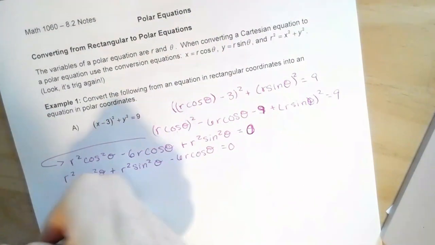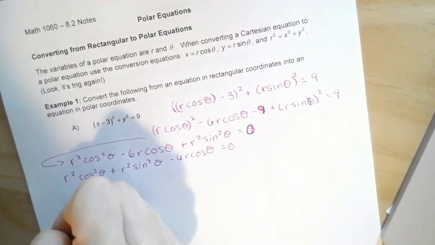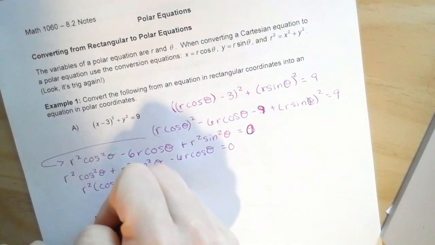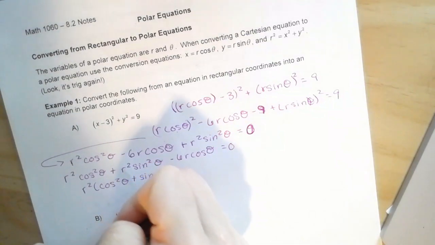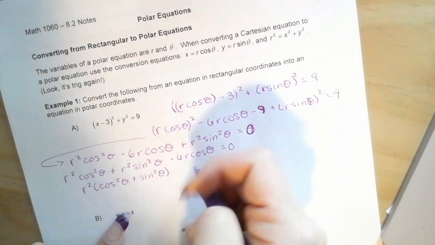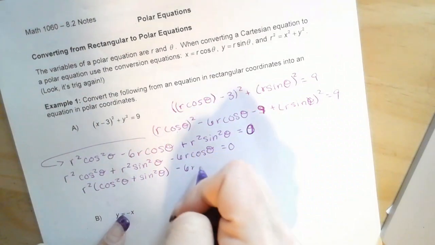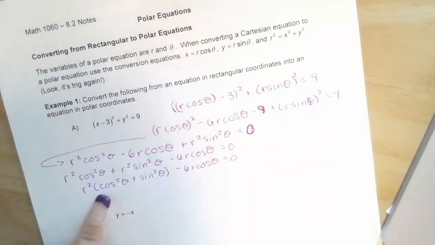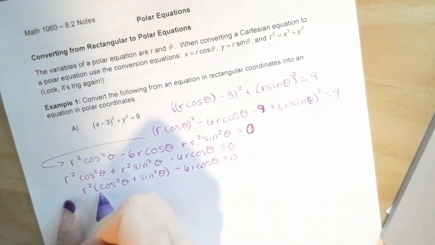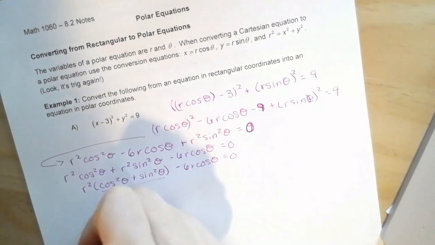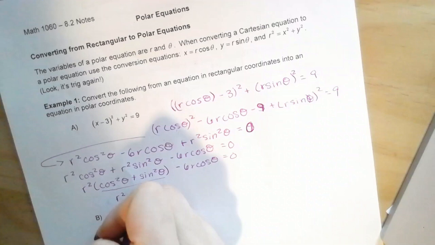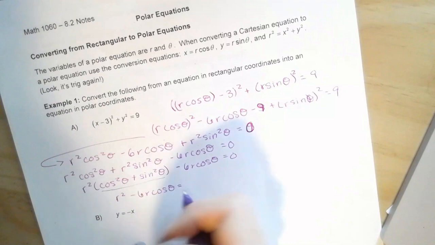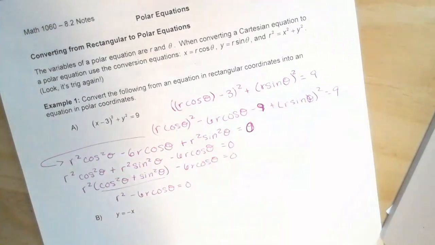If you see, I can pull out this r squared, leaving cosine squared theta plus sine squared theta, and then of course I still have this minus 6r cosine theta equals 0. So as you can see, this value right here is the value of 1. So we get r squared minus 6r cosine theta equals 0.